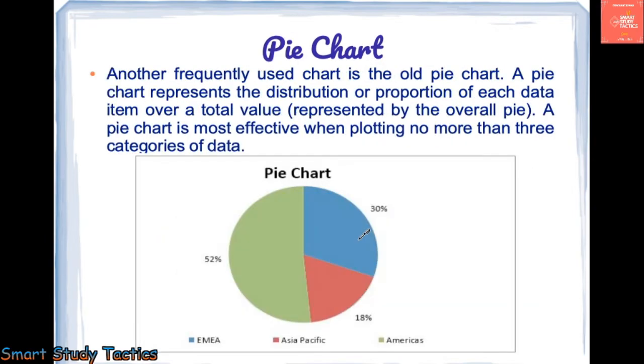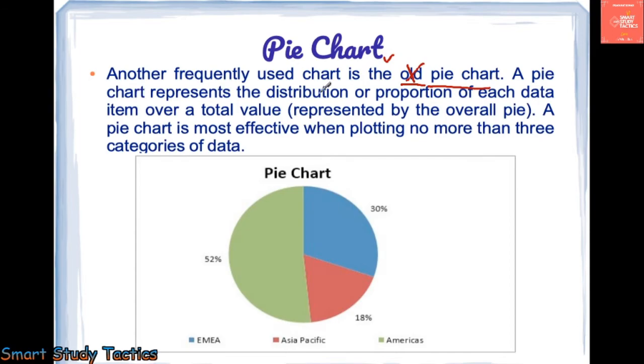Okay. Next we have the pie chart. Pie chart, most important one. Okay, you can see a pie piece, and it can be categorized in the percentage area. So another frequently used chart is the old pie chart. Mostly people are using the old pie chart. So we can say this is a pie chart, not the old pie chart. Earlier we used this word, but now we have the pie chart.